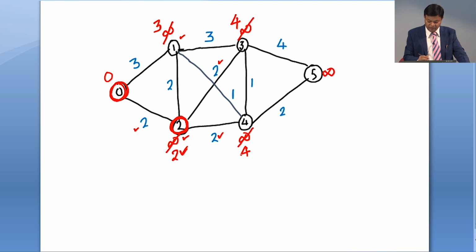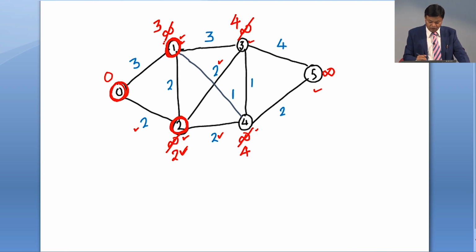Now next step. In the next step we have node number 1, 3, 4 and 5. So out of these nodes, which is the node which is having the smallest weight? Node number 1, which is having the smallest distance or shortest distance, that is node number 1.